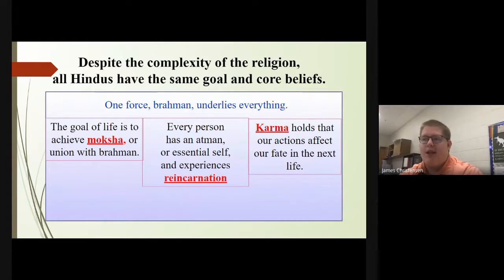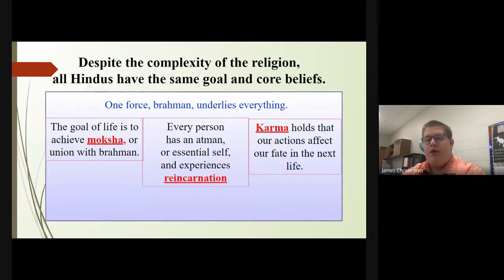Now, despite the complexity of the religion, all Hindus have the same goal and core beliefs, this being the thing in blue. One force, Brahman, underlies everything. Again, Brahman is that overarching God that is overseeing all. Now, that is broken down into some core beliefs. The goal of life is to achieve moksha, or union with Brahman. Every person has an Atman, or essential self, and experiences reincarnation. They believed that once you died, your soul was reincarnated into a new being.